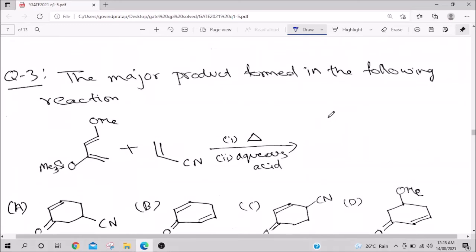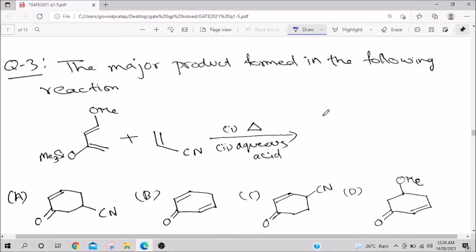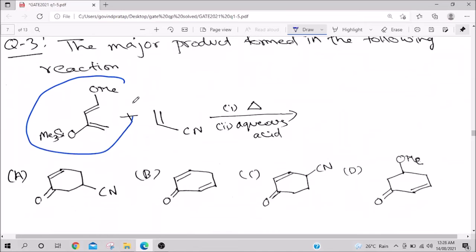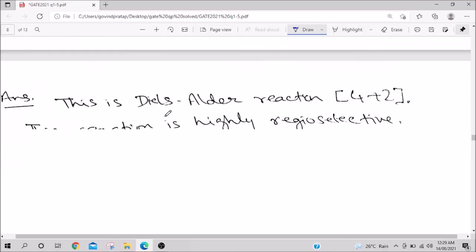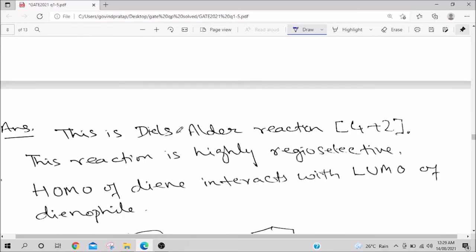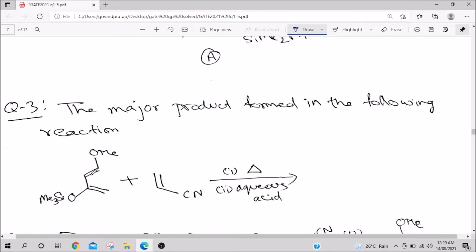Next question, the major product formed for the following reaction. So, you have this molecule and you are putting heat. Second is aqueous acid. You would have guessed by now, I am pretty sure. The first one is a pericyclic reaction under thermal condition and the second step is workup, which we have to find out what happens there. Now, it is a pericyclic reaction, it is nothing but a Diels-Alder reaction, 4 plus 2. So, 4 electrons are here, 2 electrons are here.